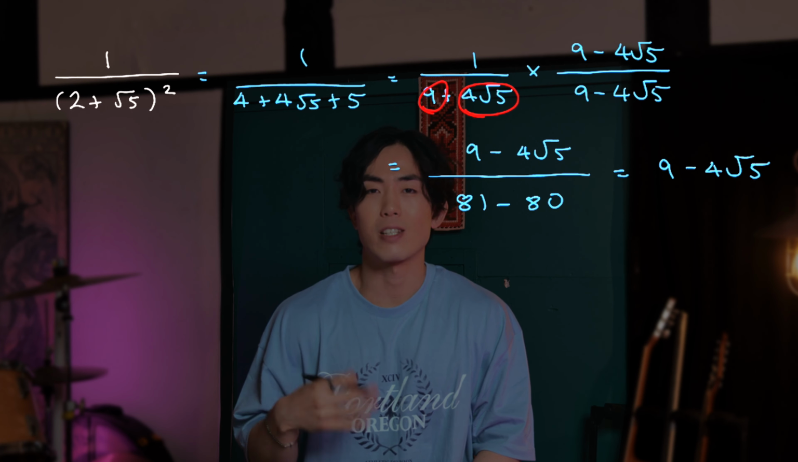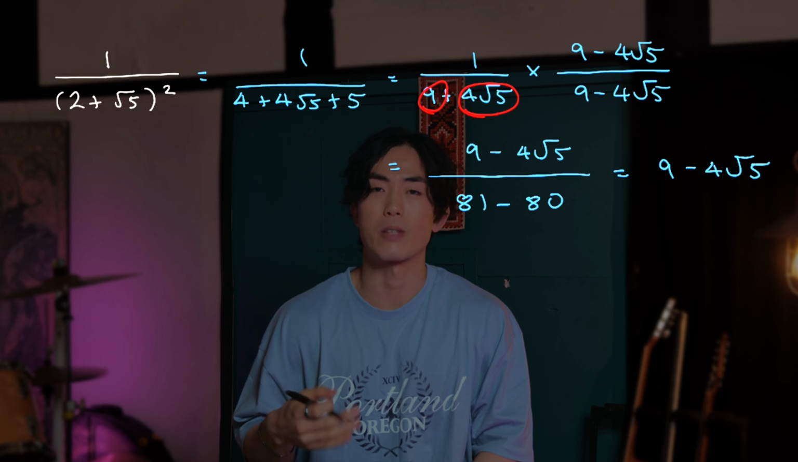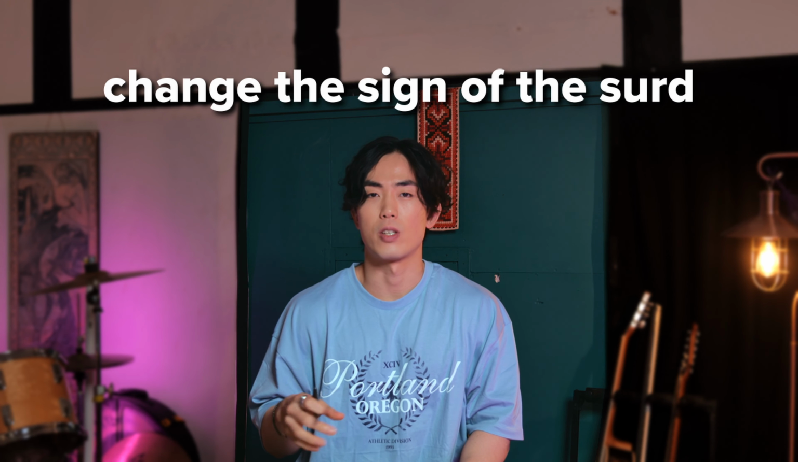Back here again, when we rationalize the denominator, we get 9 plus 4 root 5, right? And we have to multiply by 9 minus 4 root 5. You can't do the opposite. So you can't multiply by minus 9 plus 4 root 5. Make sure you change the sign of the surd, not the other number, when rationalizing the denominator.